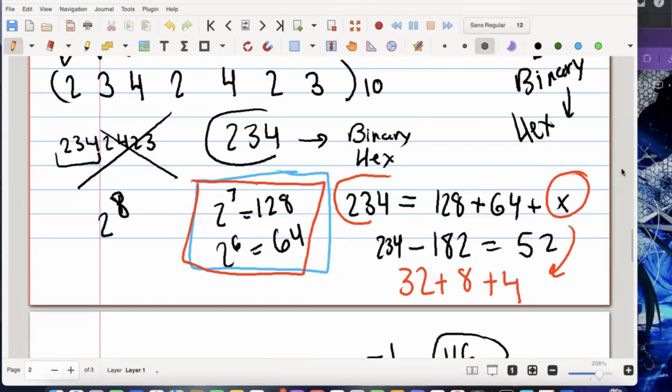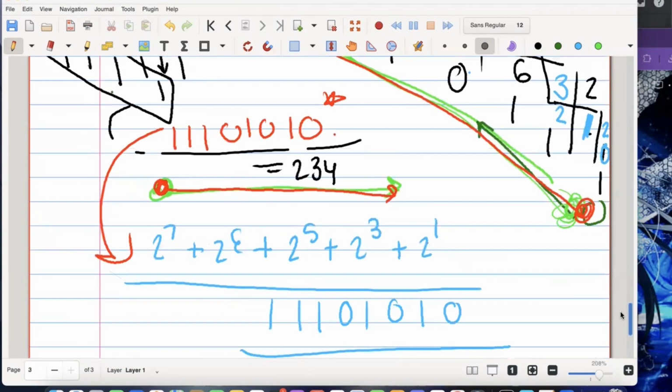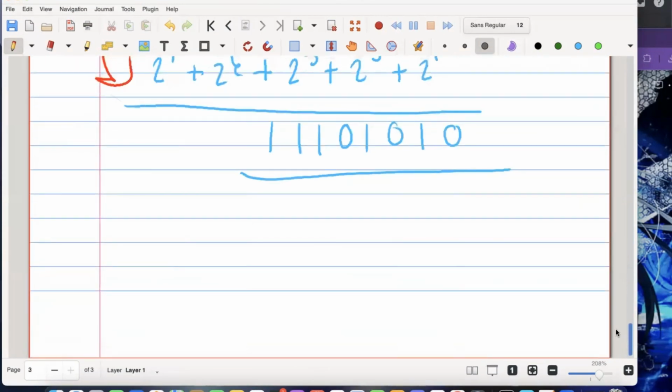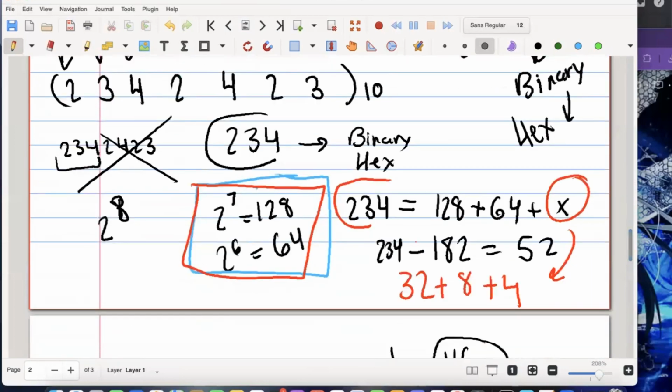32 plus 8 plus 4. Let me check the actual number. Yeah, 32 plus 8 plus 4. 32 plus 8 plus 2, not 4. Okay. And that was pretty much it. So that's all for conversion.